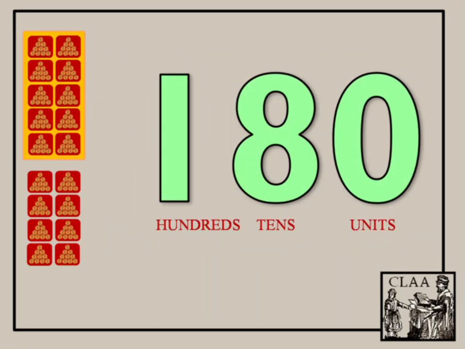How many pennies do you see in this screen? We can count how many sets of 10 there are, and you would find that there are 18 sets of 10. We could also count them by hundreds. We could say there is 1 hundred and 8 sets of 10 left over. 8 sets of 10 is 80. 180.